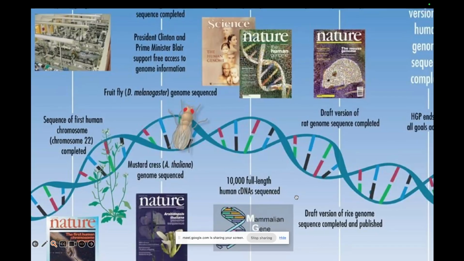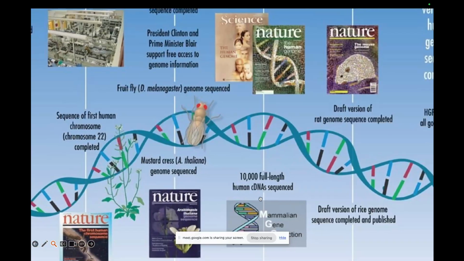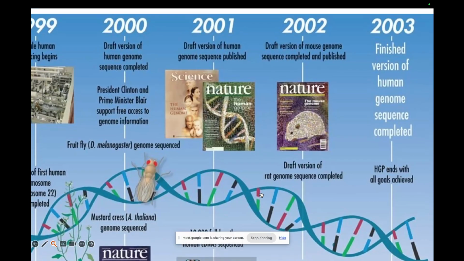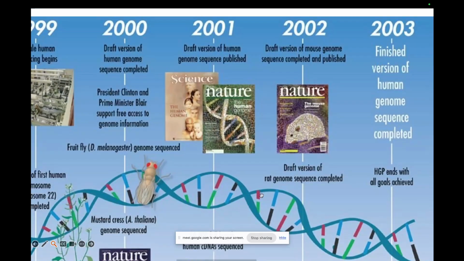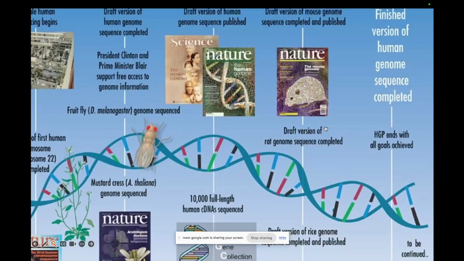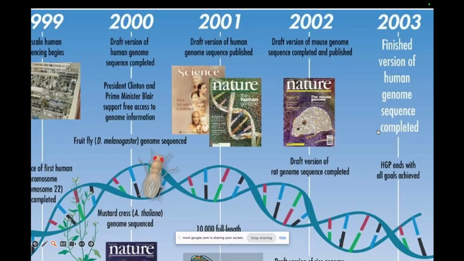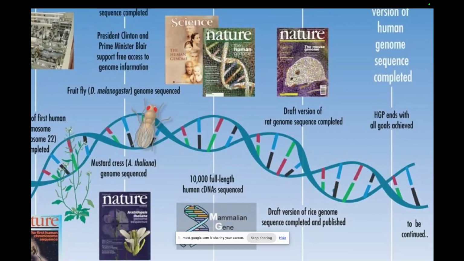We also got about 10,000 full-length human cDNAs, complementary DNAs, which are basically RNA converted to DNA. So we could sequence a few RNAs at that point of time as well. And around 2002, the first version of the mouse genome was also sequenced and published. And 2003 marks the end of the first version of the Human Genome Project, right?